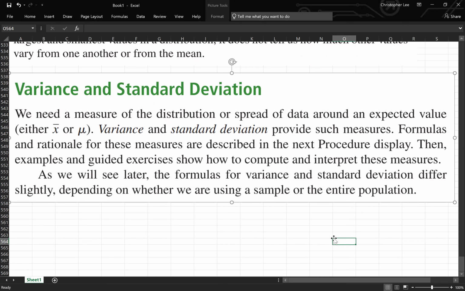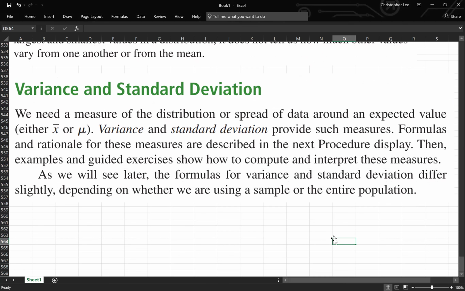Okay. So we need a measure of the distribution or spread of the data around an expected value, either X bar or mu. Variance and standard deviation provide such measures. Formulas and rationale for these measures are described in the next procedure display. Then examples and guided exercises show how to compute and interpret these measures. As we will see later, the formulas for variance and standard deviation differ slightly depending on whether we're using a sample or the entire population.